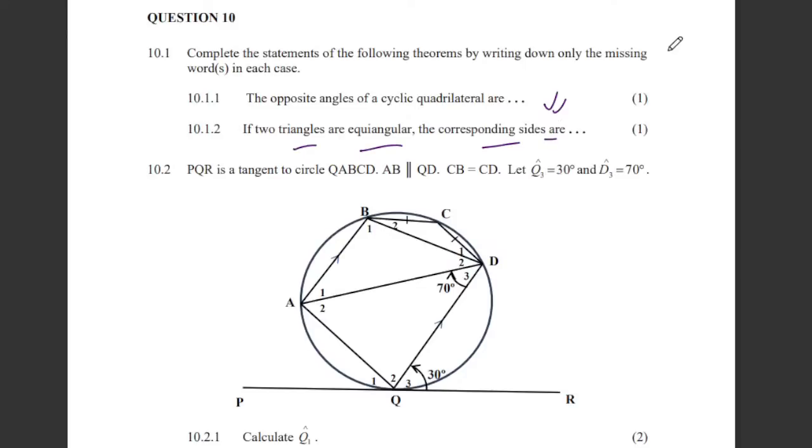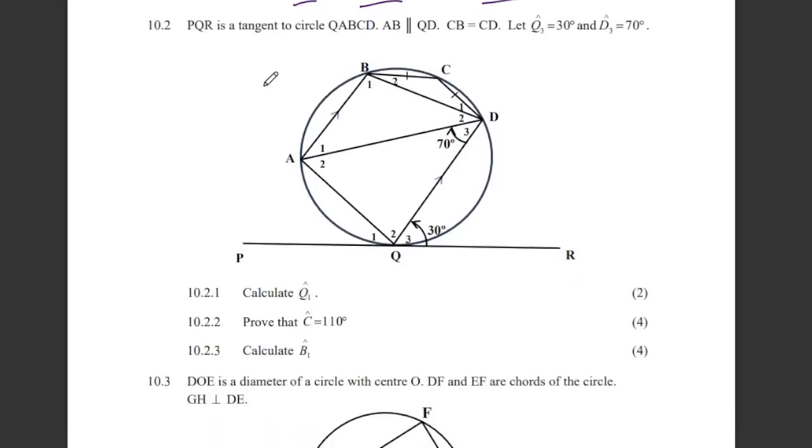10.2. It's telling us that PQR is a tangent to the circle. Okay, there is a tangent. Pay attention to the word. Then we have parallel lines. That is also relevant. We have equal sides, and then Q3 is a 30, and then D3 is a 7. Guys, we don't just give information for fun. Whatever we say has some bit of relevance.